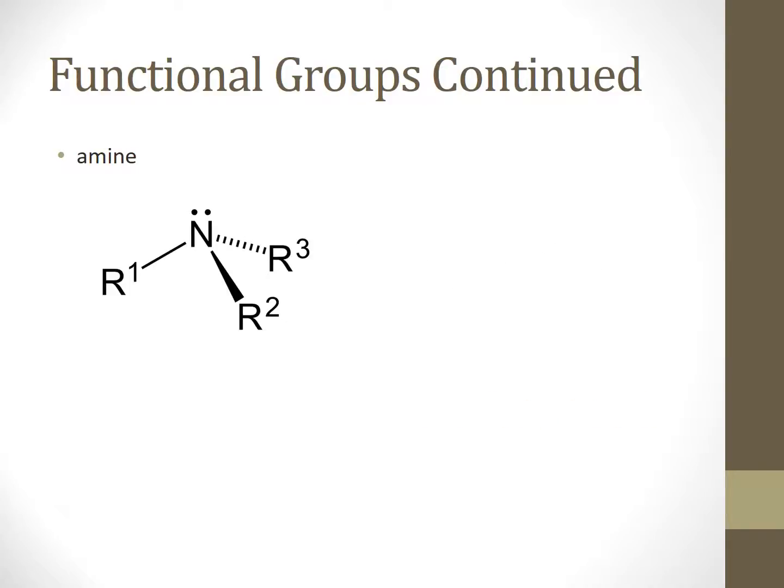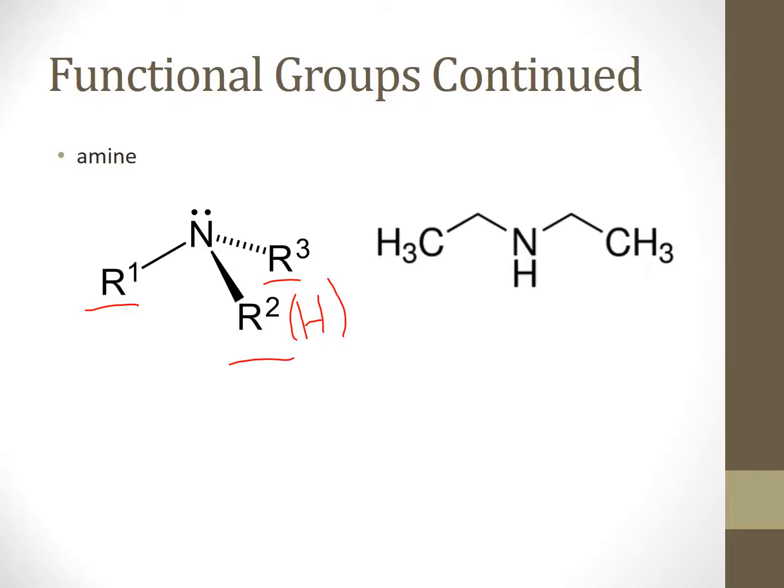Now it shows, let's see, 1, 2, 3 different carbon chains. However, this doesn't really have to be 3 different carbon chains. It can be 3 of the same carbon chains coming off the same nitrogen. It can also be hydrogens, which actually the example I have here has a hydrogen coming off as one of these R groups. And then the other 2 are 2 ethyl groups again.